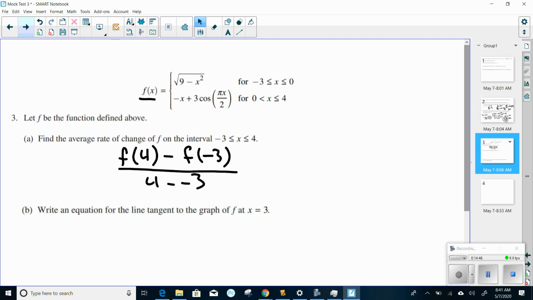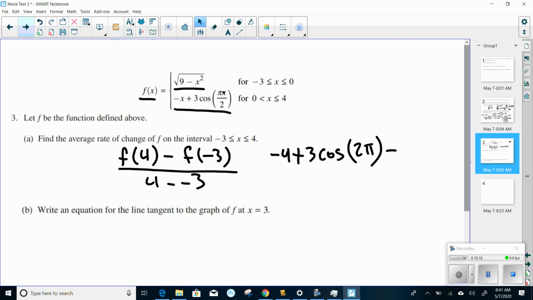And again, the nice thing is you don't have to memorize this formula. This is all in our book, right? You just need to make sure you can look it up and know where to find it. So I need to find f of 4. So I'm going to plug 4 in, into this function. So I'd get negative 4 plus 3 cosine, and if I plug 4 in for x right there, I get 4 pi over 2, which is 2 pi. So that's f of 4.